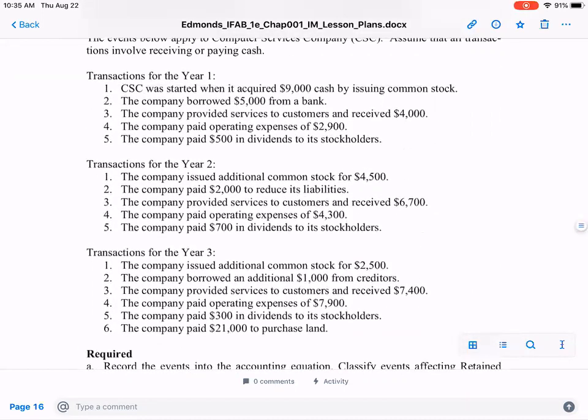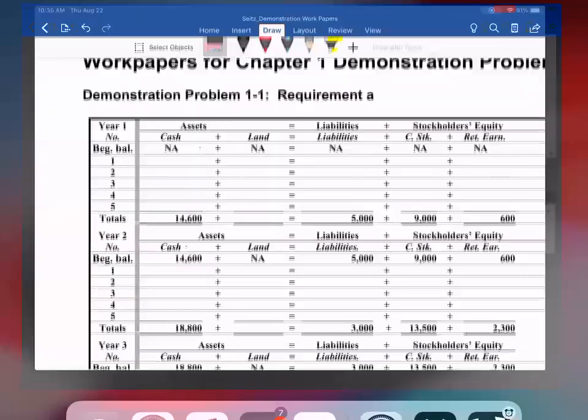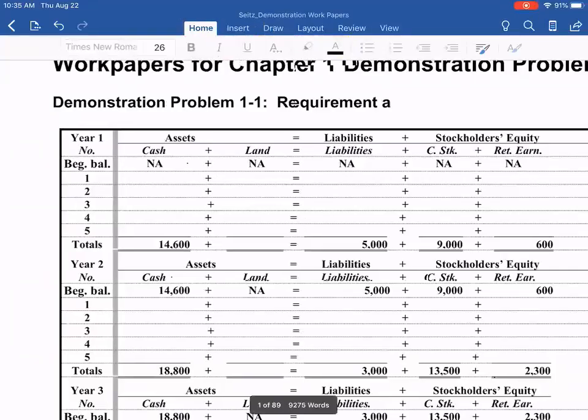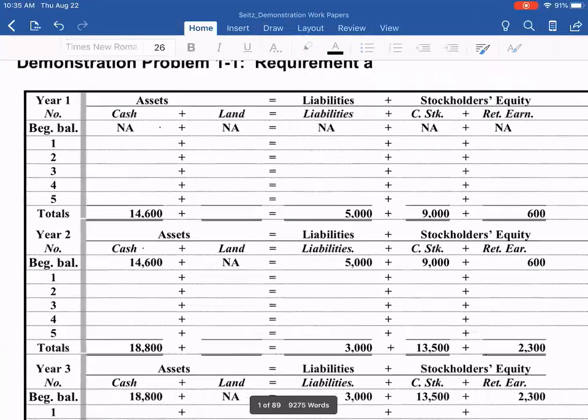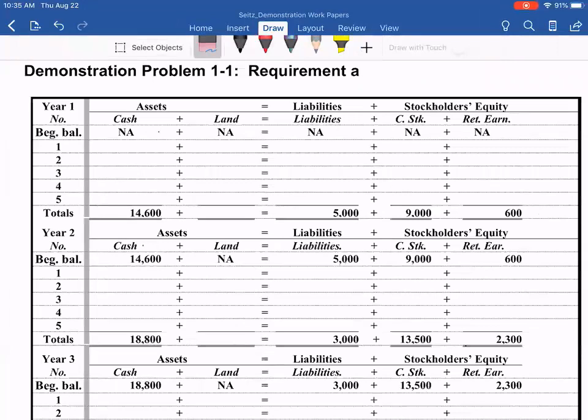So transaction for year 1, the computer service company was started when it acquired $9,000 in cash by issuing common stock. So I'm going to be reading these transactions, and then I'm going to pop over here to my Word document, and I'm going to write those transactions in as we're trying to figure out how those transactions fit into the financial statements. And so the computer company was started when it acquired $9,000 in cash. And so I need to think about what accounts would be affected. And I know obviously that cash would be increased.